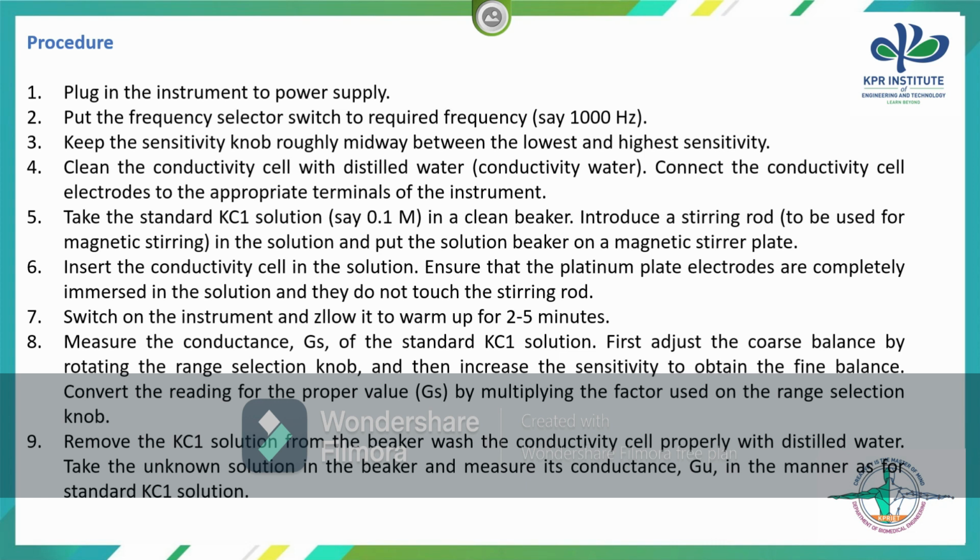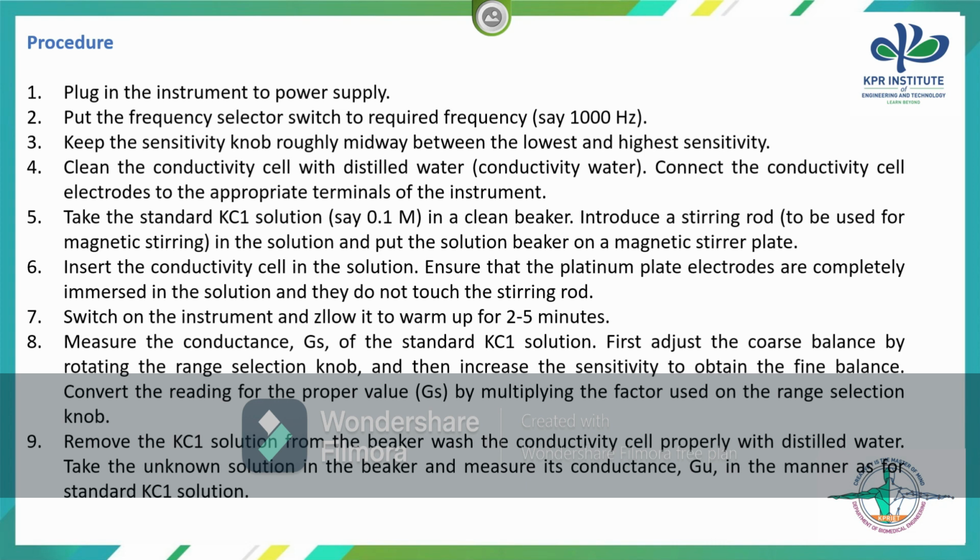Take the standard KCl solution in a clean beaker. Introduce the stirring rod in the solution and put the beaker on a magnetic stirrer plate. Insert the conductivity cell in the solution. Ensure that the platinum plate electrodes are completely immersed in the solution and they do not touch the stirring rod. Switch on the instrument and allow it to warm up for 2 to 5 minutes.